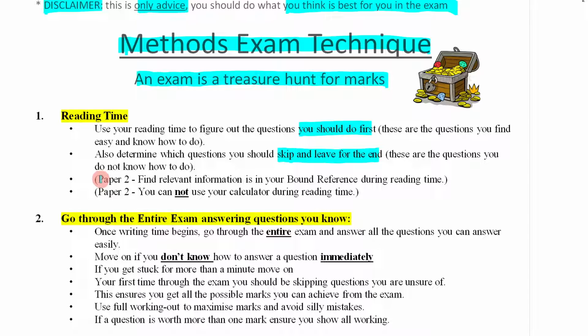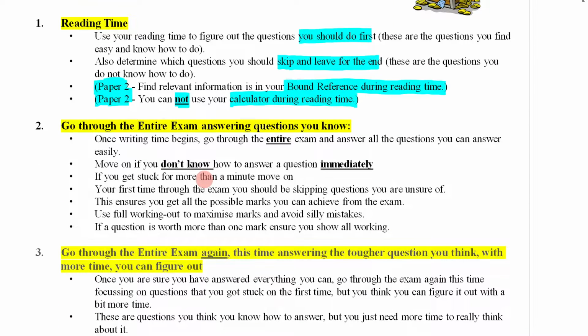Now, advice for paper 2 here. You should find relevant information in your bound reference during the reading time. So during the reading time for your paper 2, you are allowed to refer to your bound reference. But for paper 2, also, you cannot use your CAS calculator during the reading time. So you can't touch your CAS calculator during the reading time. And of course, those 2 points here are only relevant for paper 2. Okay, let's now talk about the next section here.